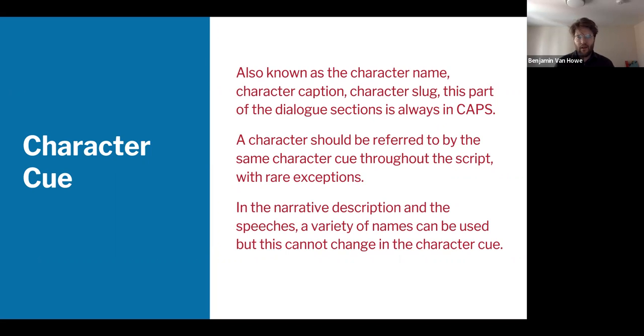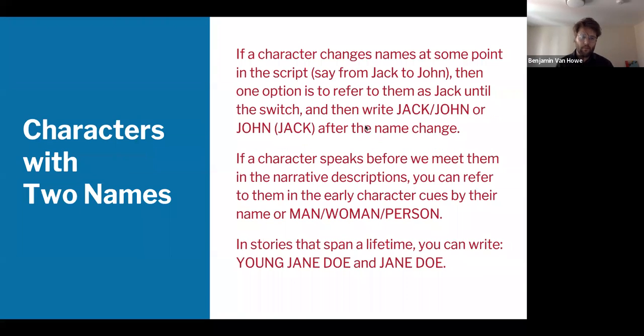Keep in mind that a character should be referred to by the same character cue throughout the script, so their name wouldn't change in the character cue, with rare exceptions. So maybe they can be referred to in speech with a variety of names. They can have nicknames, but just as long as that does not change the actual character cue.